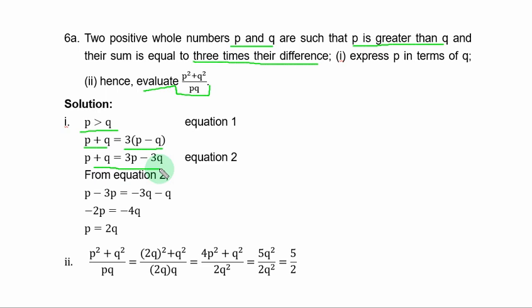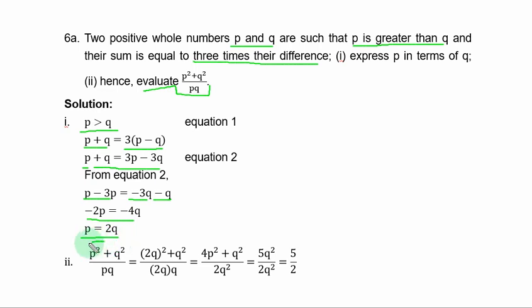From equation 2, you simply collect like terms and you have P minus 3P equal to minus 3Q minus Q. If you transfer this, you have minus 2P equal to minus 4Q. If you divide through by minus 2, you have P equal to 2Q. You have expressed P in terms of Q.